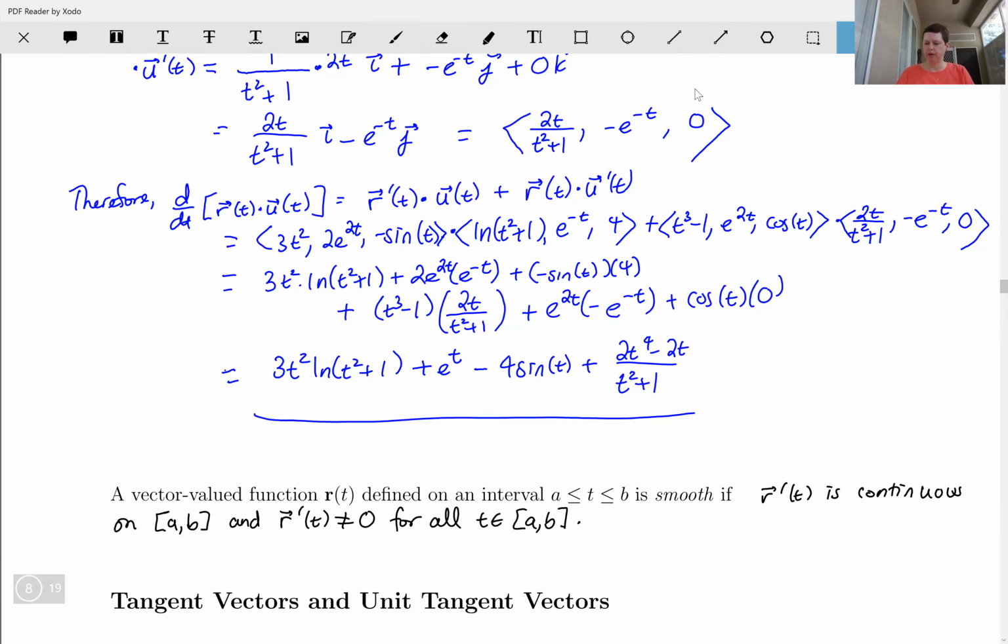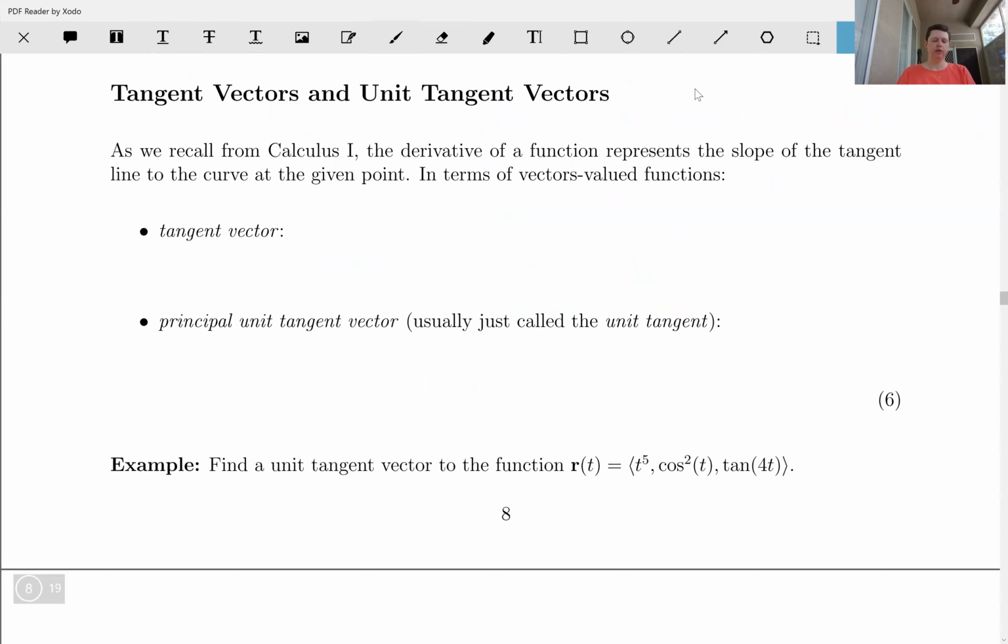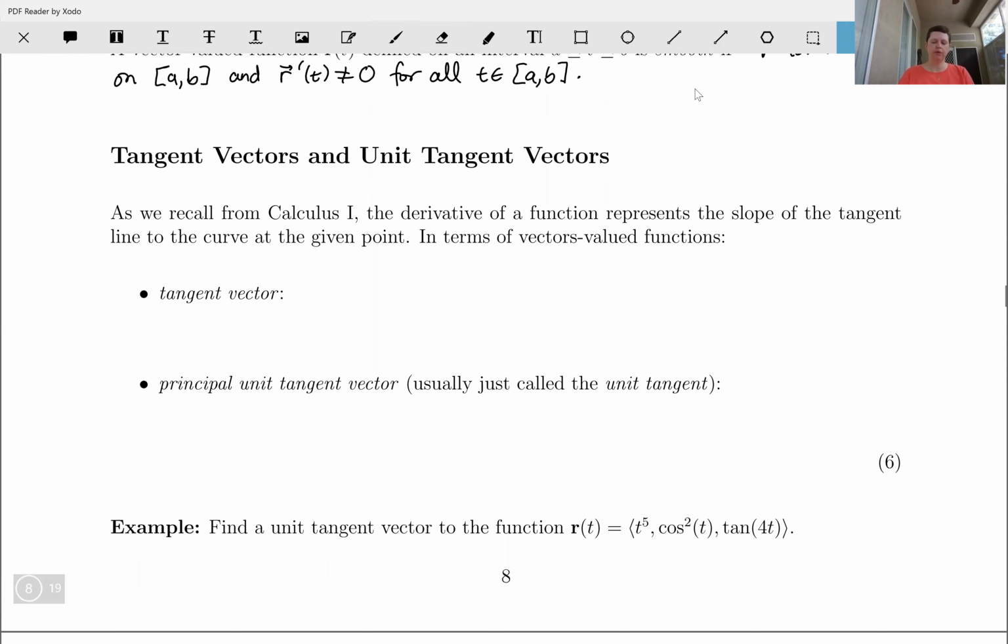Now, as you may recall from Calc 1, when we talk about derivatives, we also talk about tangents. And as you've noticed in Calc 3 here, we're talking also about normals. But anyway, I digress. So we're going to talk about tangent vectors. So as you recall from Calc 1, the derivative of a function represents the slope of the tangent line to the curve at the given point. So for vector valued functions, what are we talking about? So what's the tangent vector?